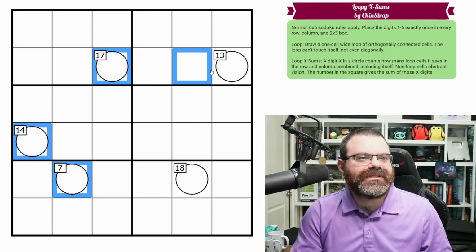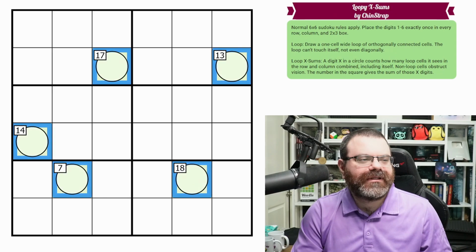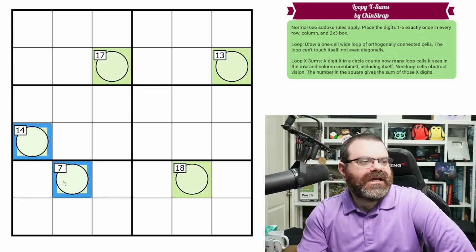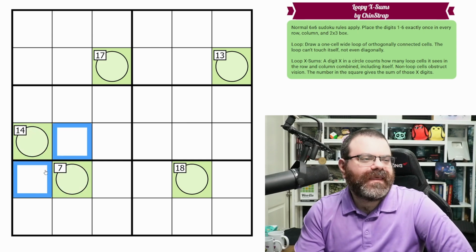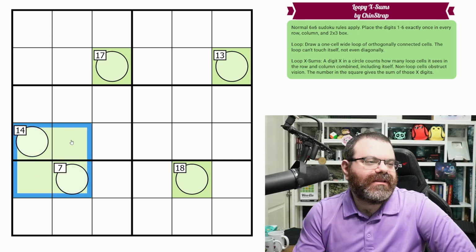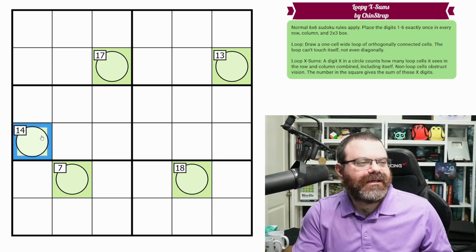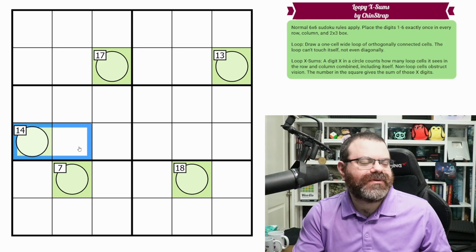So because every circle's on the loop, we are going to highlight those. We know that the loop's not going to touch itself diagonally. So we're definitely taking one of these two, but we're not taking both. If we take both, we clump up and touch ourselves. So this cell here needs two connected cells, and only one of these is used. We can't go left, so it's going to go up.